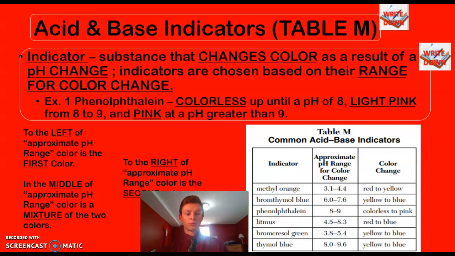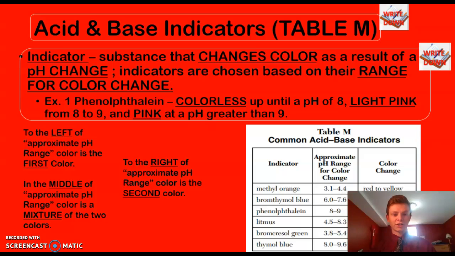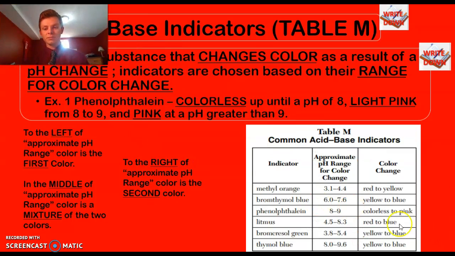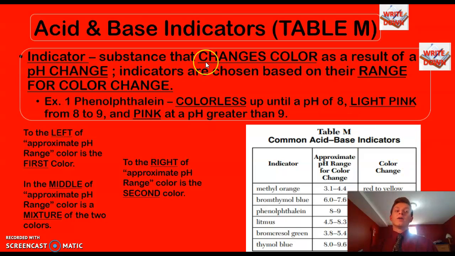Then to the right of the approximate pH range is the second color. So for phenolphthalein, at a pH greater than 9, you'll see a color that's pink. I'm not going to have you write down Table M. Write down anything that you'd like on this slide. Make sure that you write this stuff down and you have this example. If these tips off to the left help you, you're more than welcome to write them down as well. Take a second, pause the video, and write down anything you need.